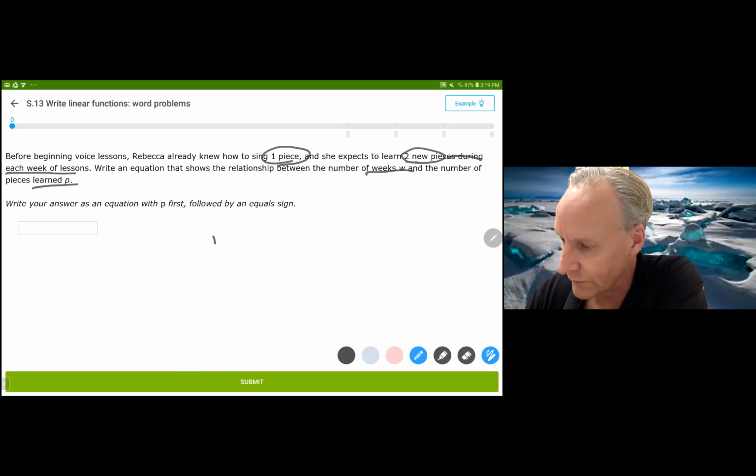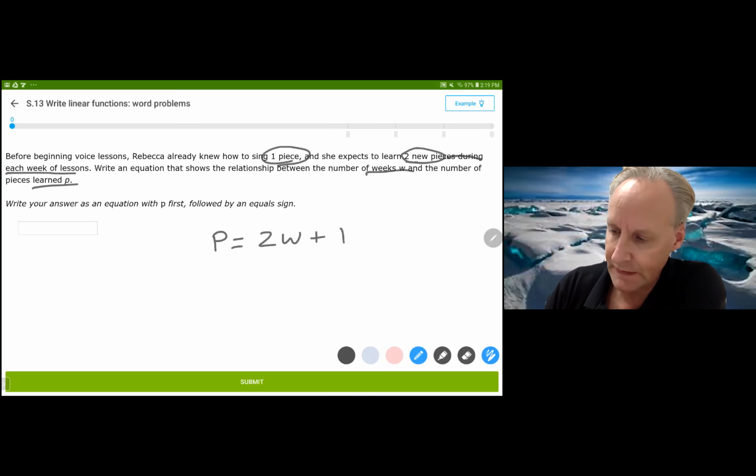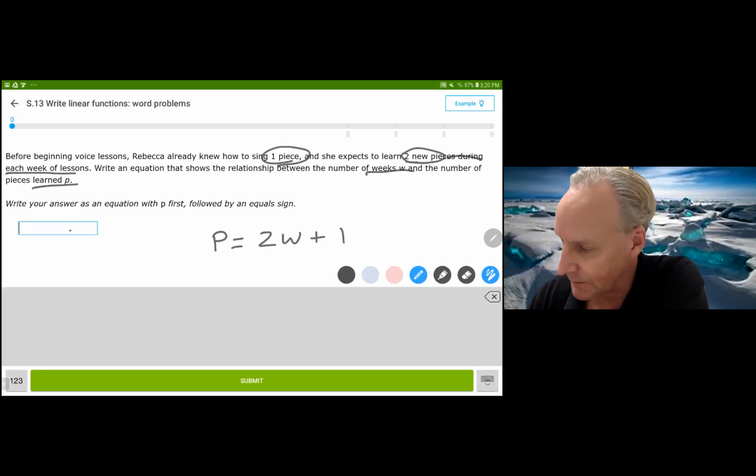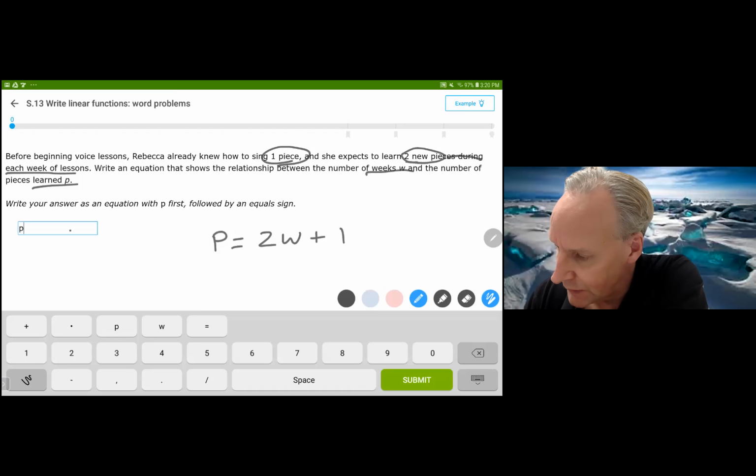So the number of pieces that she learns is based on how many weeks she studies, plus the one she already knew. So that's our function that we want to write. Let's see. P equals 2W plus 1.